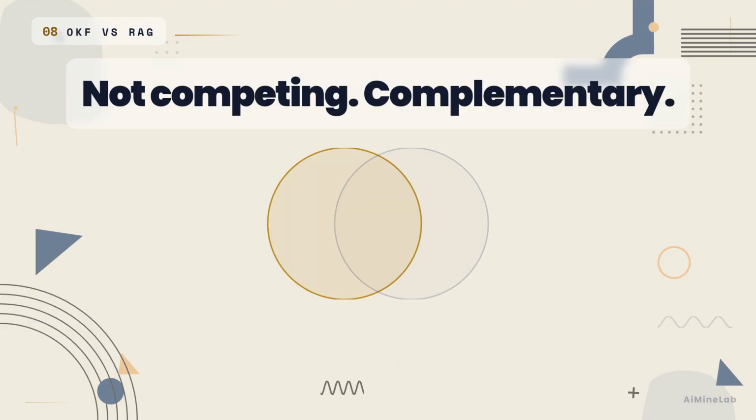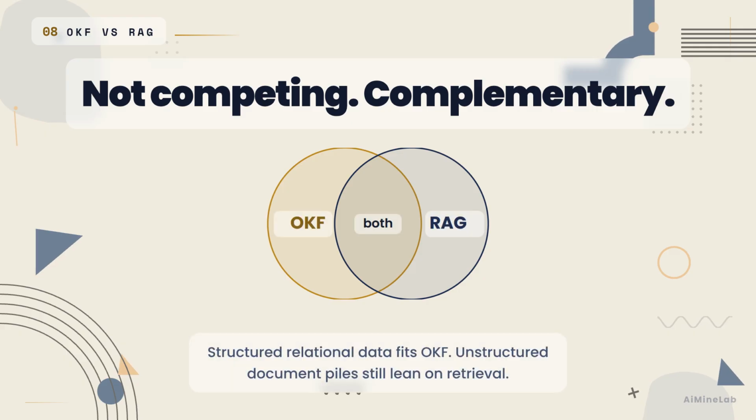The honest takeaway for builders: these 2 approaches complement each other rather than compete. Structured relational knowledge, like a Salesforce org, fits OKF naturally. Unstructured document archives still lean on retrieval. Most mature stacks will eventually run both side by side.